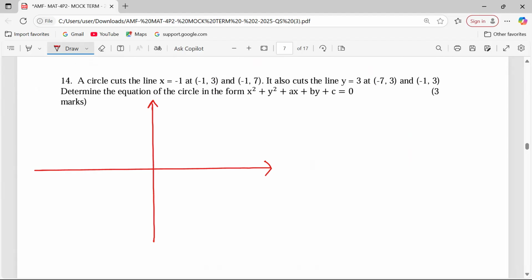So there are two lines here that we are talking about. Line x equals -1 passes through here. This is line x equals -1, or we can reduce the margin.